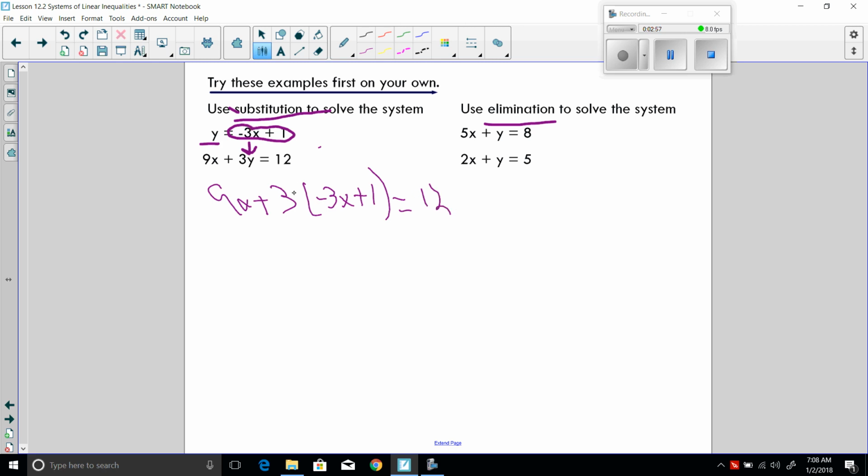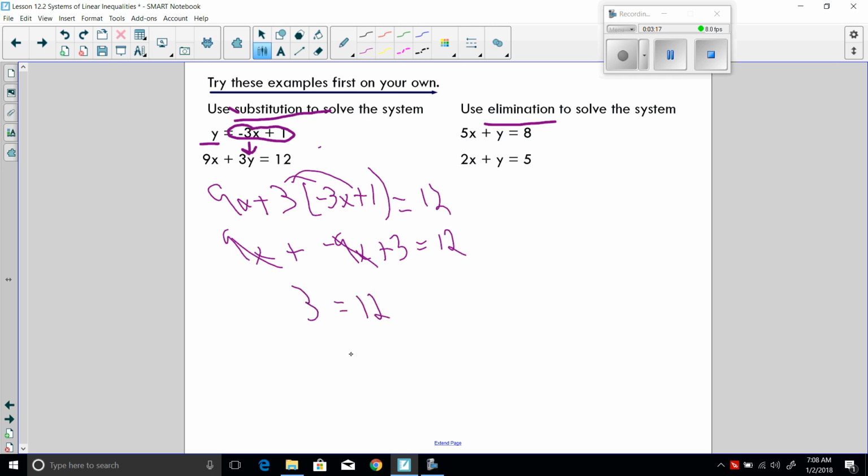Okay? Well, what do I have to do? I first have to distribute this 3. That'll leave me with 9x plus negative 9x. Hopefully you're starting to think about what's going to happen there. Plus 3 is equal to 12. Well, what happens to the 9x's? They're gone when we combine like terms, and I'm left with this statement of 3 is equal to 12.